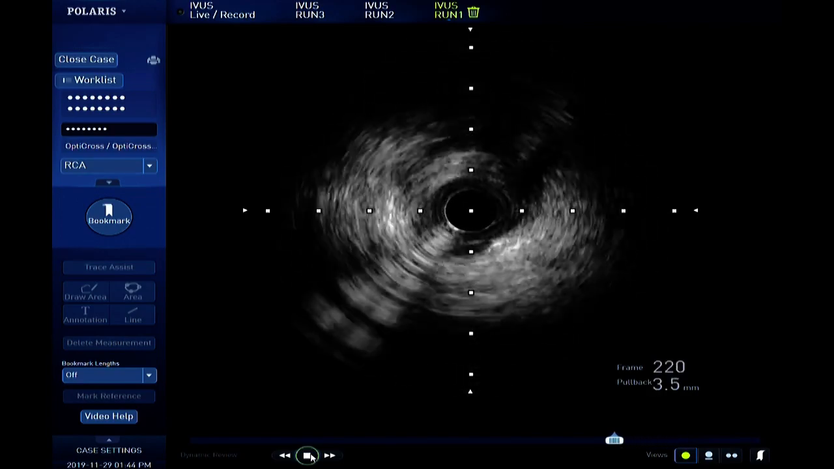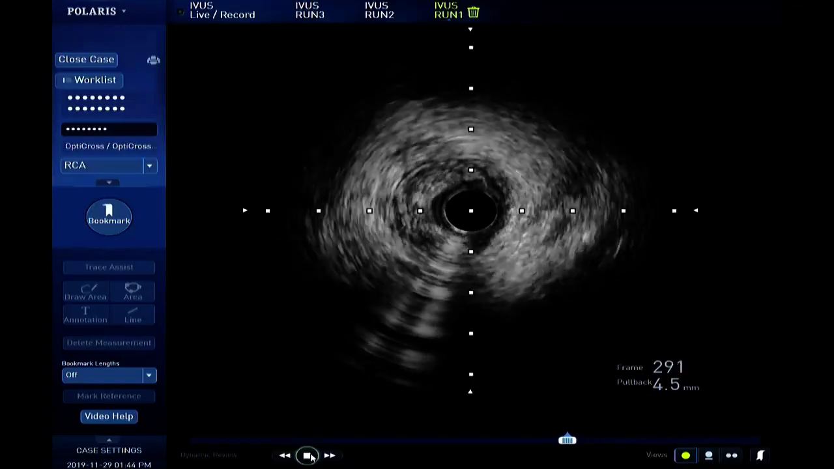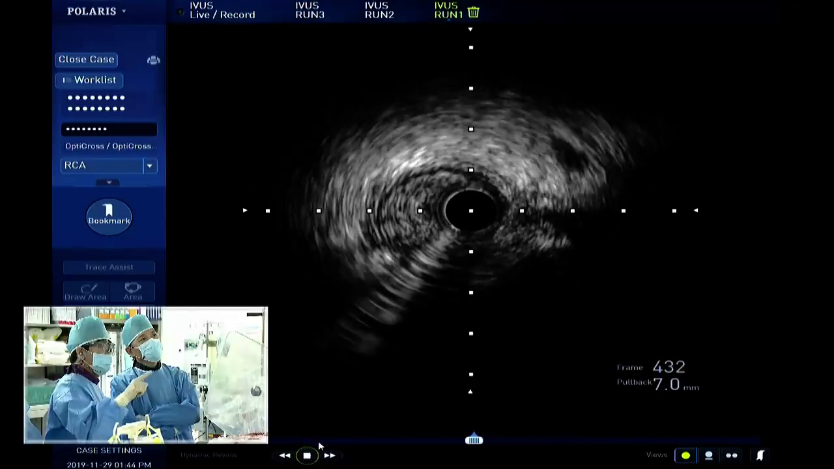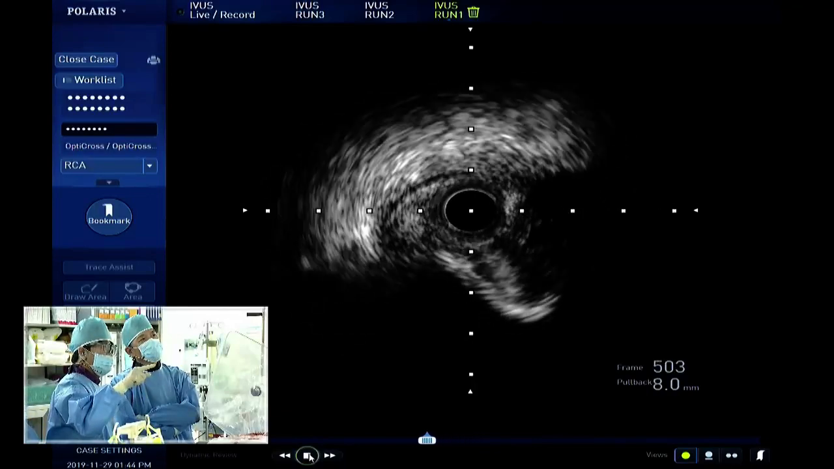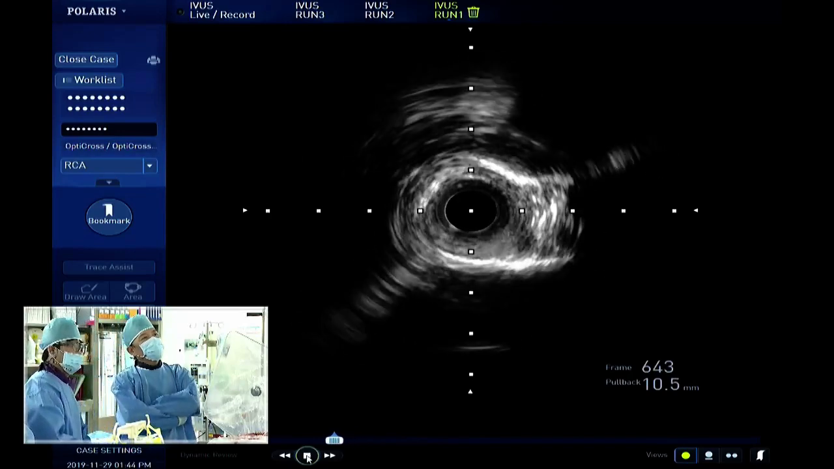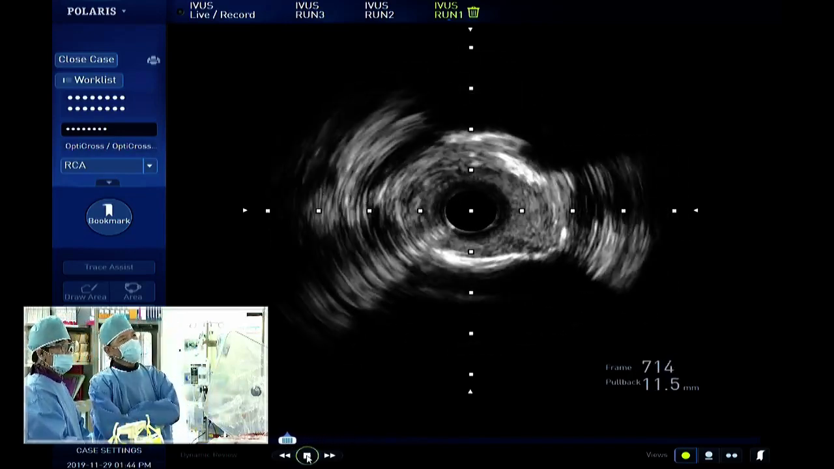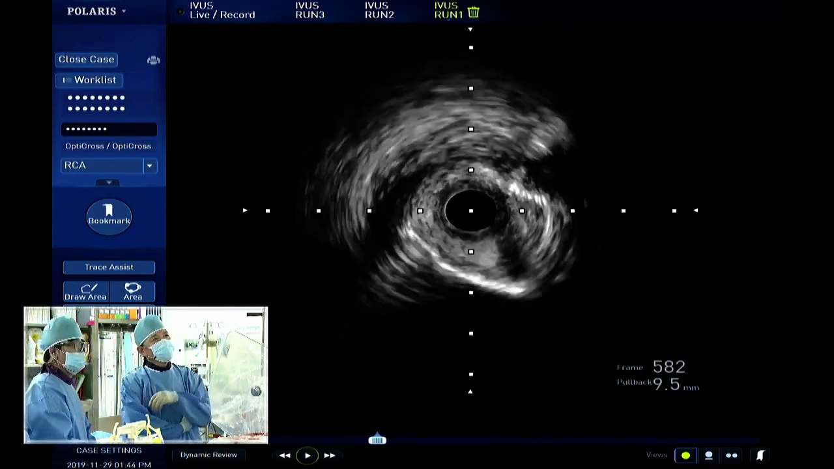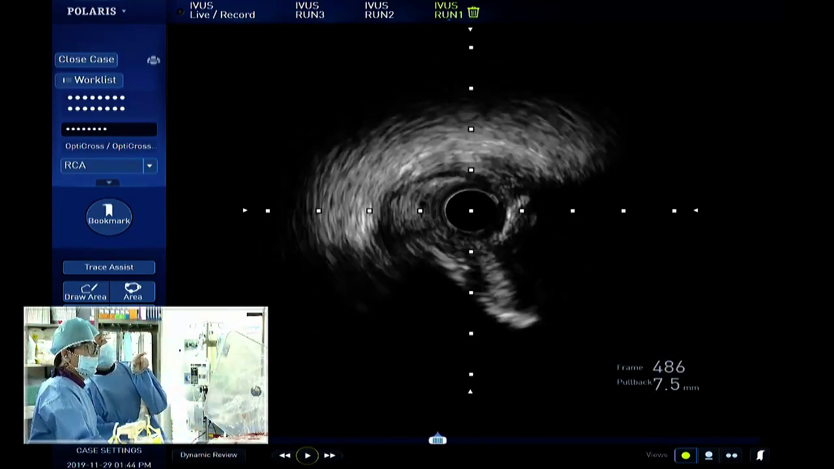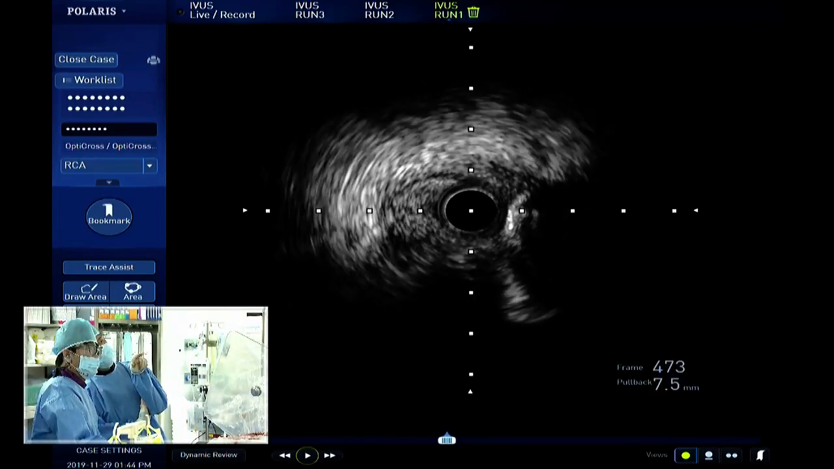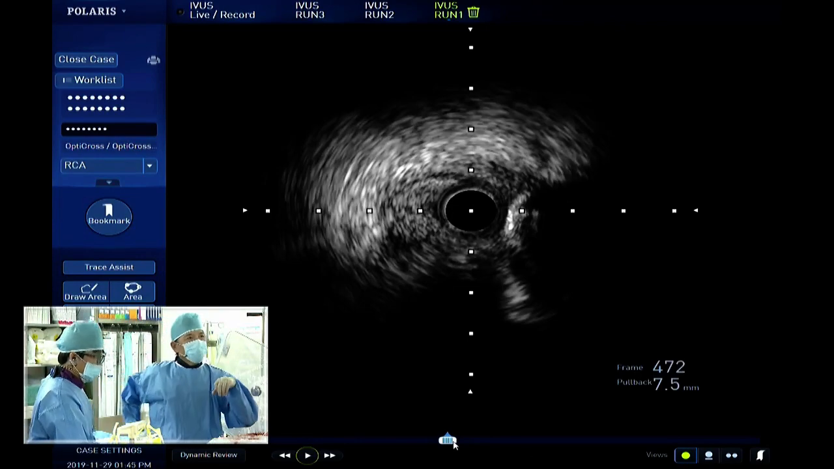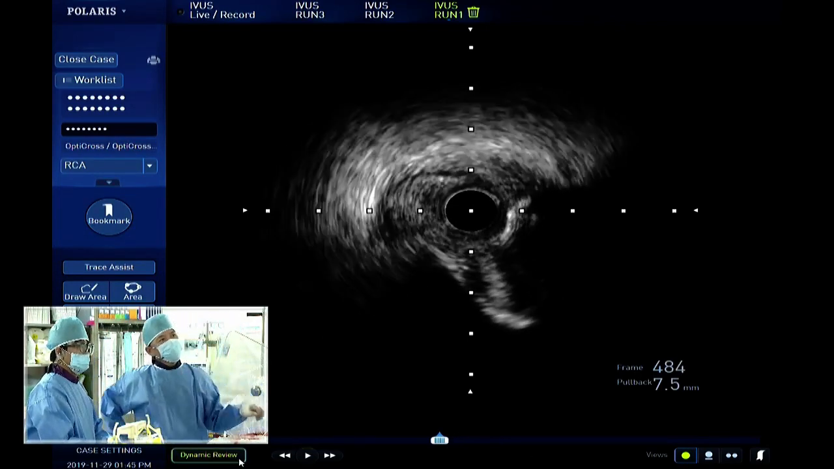You're seeing the RV branch, a little bit of plaque there. Please concentrate at the 5 o'clock. So we can see some space. Can you see the microchannel? Yeah, at 5 o'clock you can see some channel. So we have a chance for micro channel tracking.